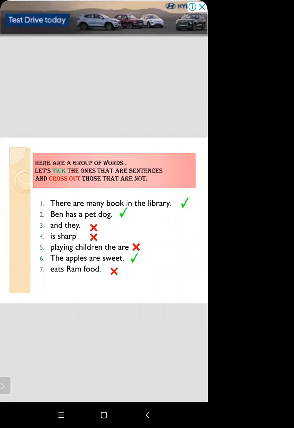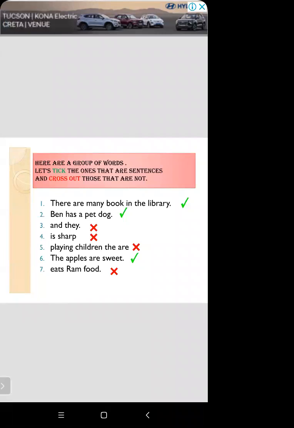Number 7 is here. Eats Ram food. Okay. Does this give a sense, student? No, it does not give a sense. So eats Ram food, the placement order is not right, it's not a good sentence. So here we have to write Ram eats food. Now that's why you have to understand the meaning, whether the group of words makes any sense. So it is not a sentence.